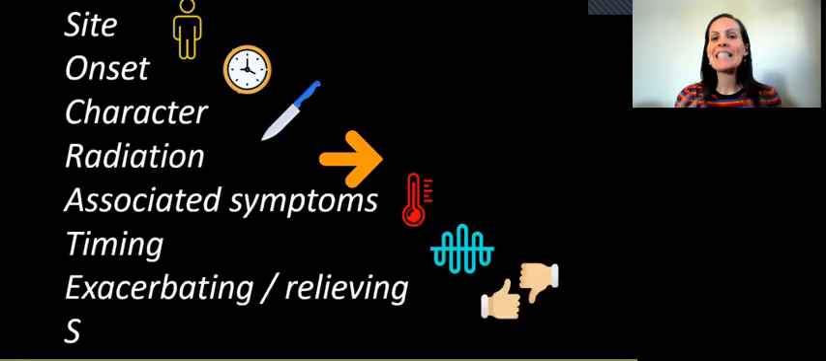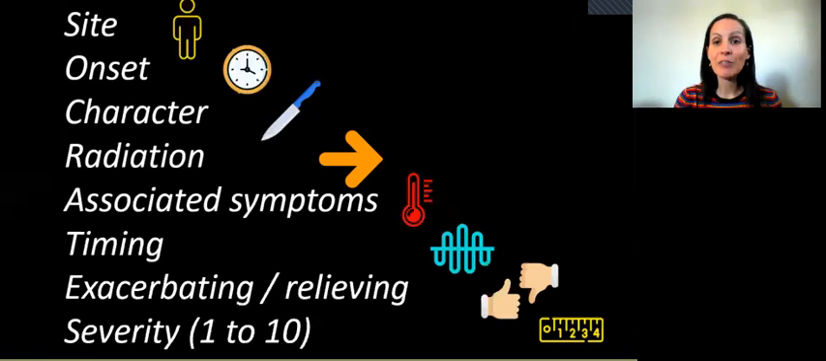E is the exacerbating and relieving factors. So exacerbating means what makes the pain worse. Relieving means what makes the pain better. So you want to ask the patient, does anything make the pain better or worse? And then S is for severity. Severity, we need to tell the patient on a scale of 1 to 10, where 1 is no pain and 10 is lots of pain, how do you rate your pain?